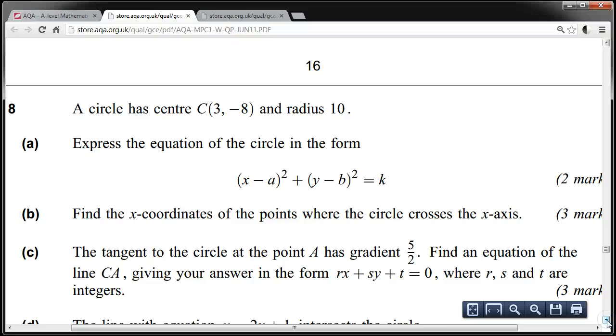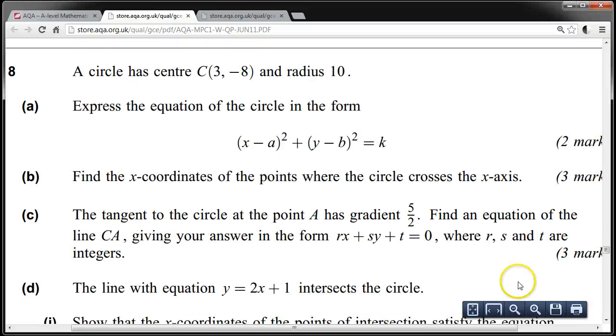So question 8, which I think is the last question in this paper. Circle, radius, standard equation here. Find where it crosses the axes, no problem at all. Tangent to the circle, so then the line from the centre will be perpendicular to this tangent. And then we need to find out the equation of that line from C to A. We know it goes through the centre, and we know it's perpendicular to this. So that's easy to do.